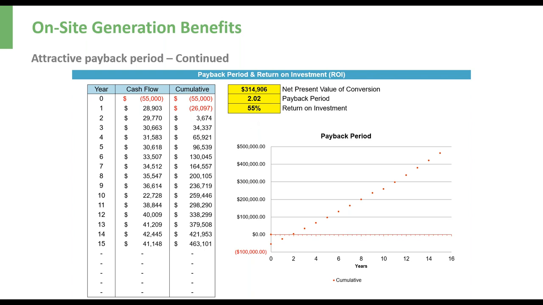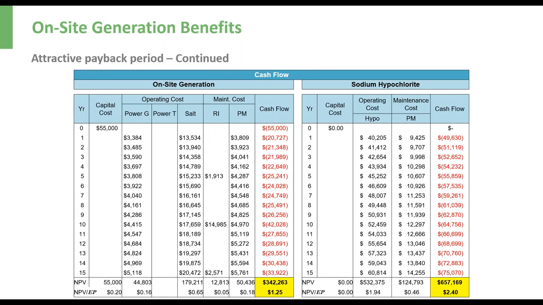And how did we get these numbers on the cash flow? Let's look at that. Now we're going to put them side by side. Like I told you, we had a $55,000 investment on the on-site generation at year zero, so that goes to a negative cash flow for this example. On year zero for your sodium hypochlorite, there was none, so zero. Now, what we're talking about here is your cost of power. And if you notice, we're taking that interest I was telling you about, inflation year over year, and adding that to every year. That's the power we use, the salt, how much salt we use year over year. RI is items we have to replace for the on-site generation, and your PM is your maintenance cost.